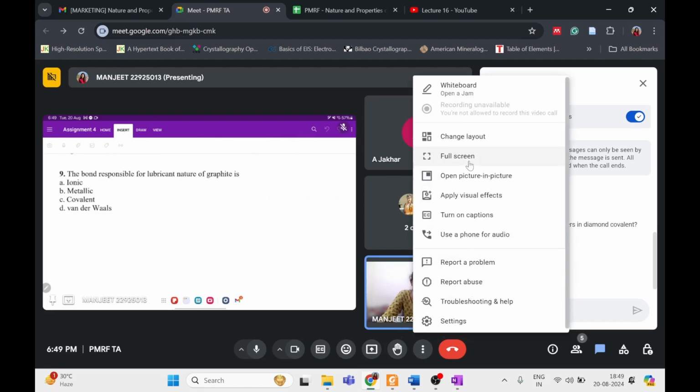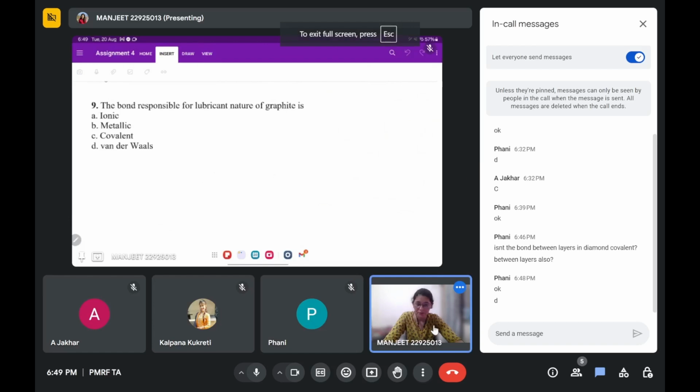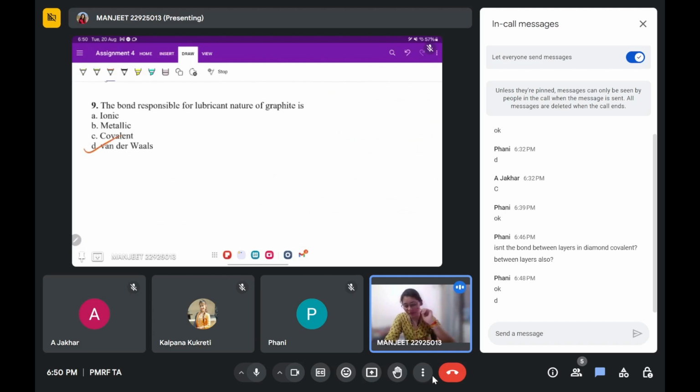D. The bond responsible for the lubricant nature of graphite is the van der Waals forces, because they are the weakest. Ionic, metallic, and covalent are strong bonds compared to van der Waals forces. So the lubricant nature is due to the van der Waals forces. So D is the right answer.